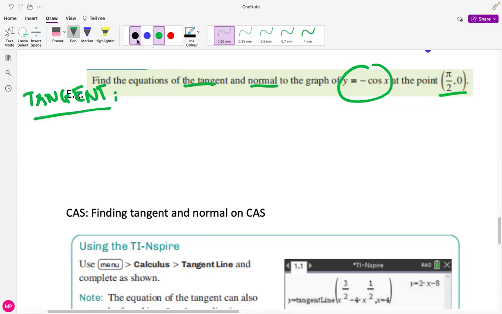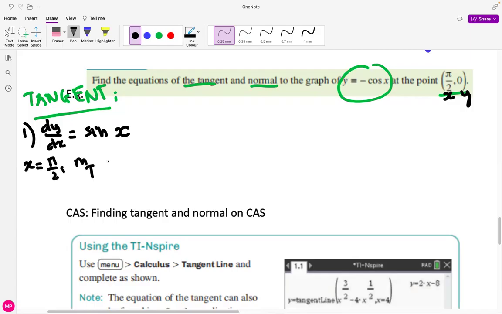To find the gradient of the tangent, we derive dy on dx. We derive cos to get negative sine, and because you have a negative here, it becomes positive sine. So the derivative of negative cos is positive sine. The given point has x equal to pi over 2, so you sub that in. At x equals pi over 2, the gradient of the tangent mt will be sine of pi over 2, which is 1. So mt equals 1.